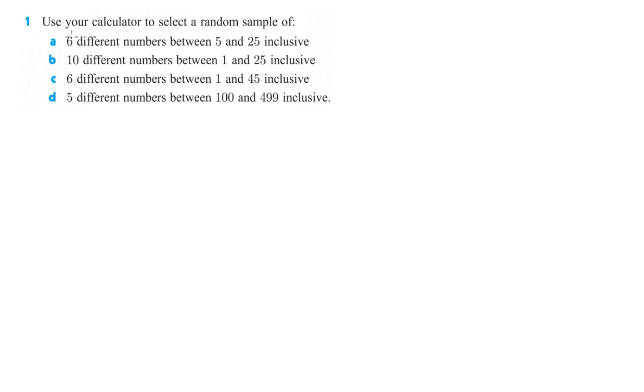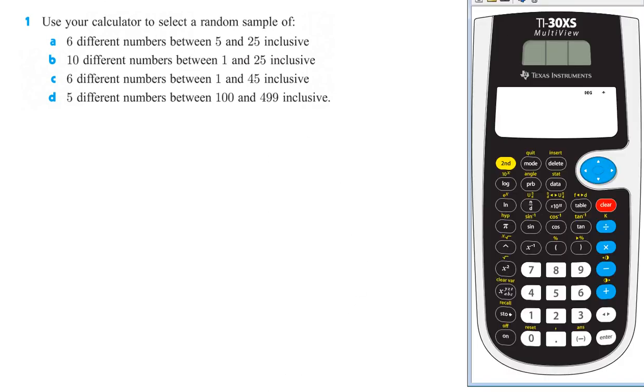Okay, so first one, use your calculator to select a random sample of 6 different numbers between 5 and 25 inclusive. We can do this on a scientific calculator and on the graphing calculator. I find it a little bit nicer on the graphing calculator. They give you a little bit more options, but you can still do it on most scientific calculators.